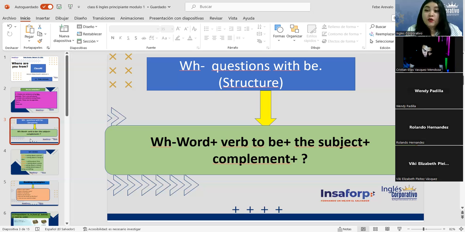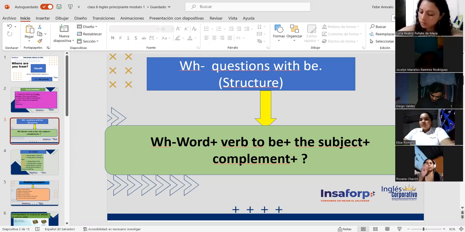Whereas the WH questions, mientras que las preguntas con WH, buscan obtener más information. Right? Informational questions. Son preguntas informativas. Porque usted no va a buscar preguntar con WH si usted está esperando una respuesta de yes or no. No tiene sentido, ¿ok? Usted pregunta con WH word porque quiere saber más. So, let's move on.